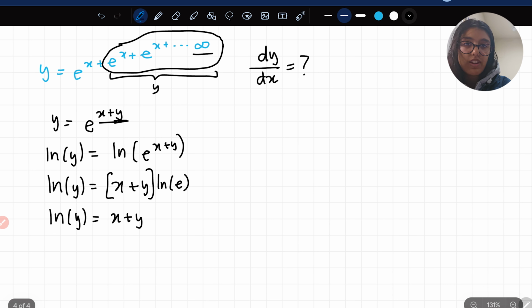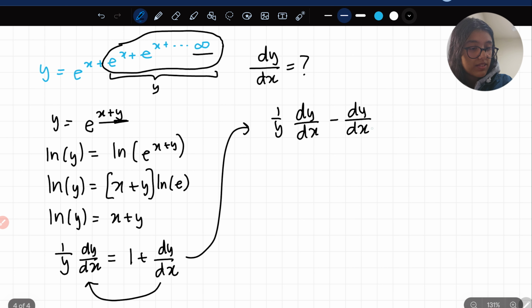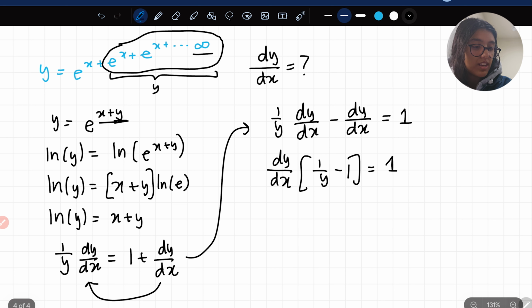So the derivative of natural log of y, once again, we apply implicit differentiation. That is 1 over y dy over dx is equal to 1 plus dy over dx. Let us take this part over there. So that's 1 over y dy over dx minus dy over dx is equal to 1. Let's take dy over dx out from the two terms on the left side. We're left with 1 over y minus 1, which is equal to 1. We left the right side the same.